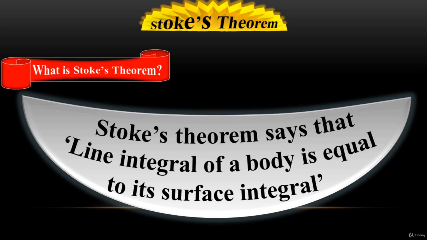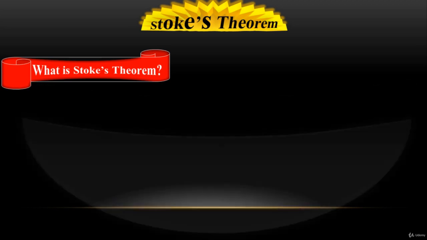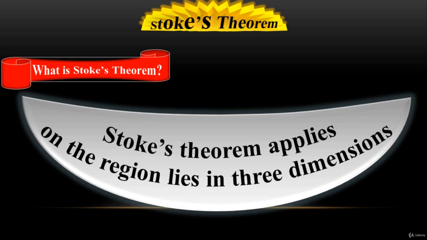When you reflect back to the previous session, Green's theorem also relates a line integral to its surface integral. But there is a main difference between Stokes' theorem and Green's theorem. The difference is that Stokes' theorem applies on a region that lies in 3 dimensions, where Green's theorem applies only on a plane region in 2 dimensions, not in 3 dimensions. This is the main difference between Stokes' theorem and Green's theorem.